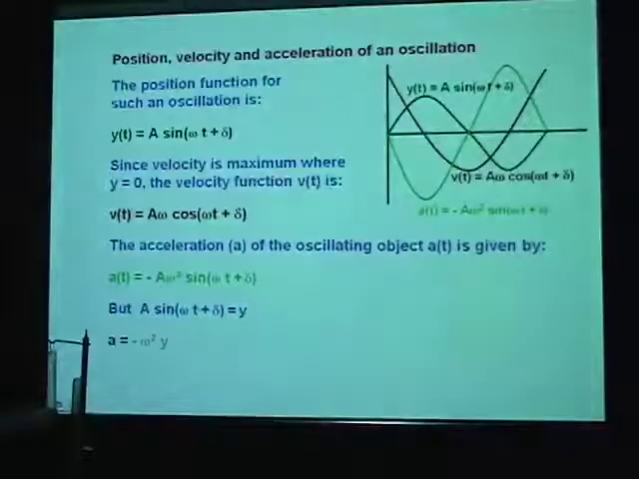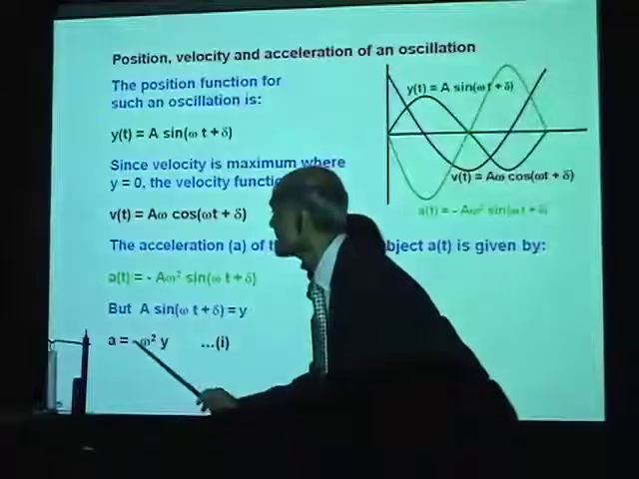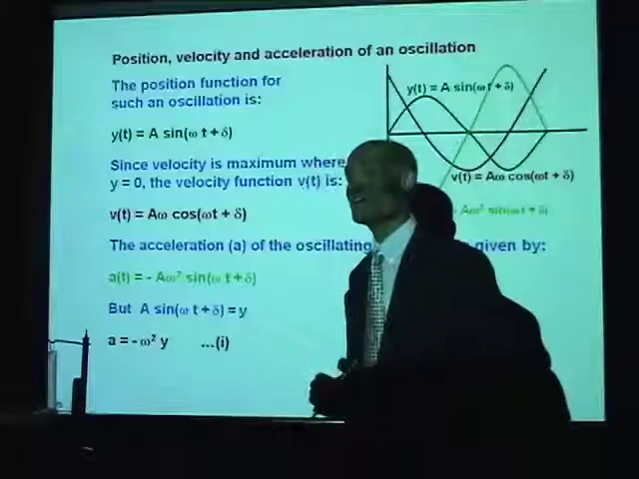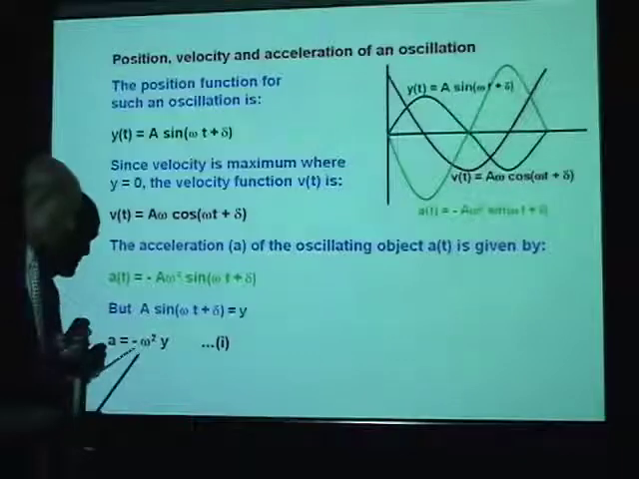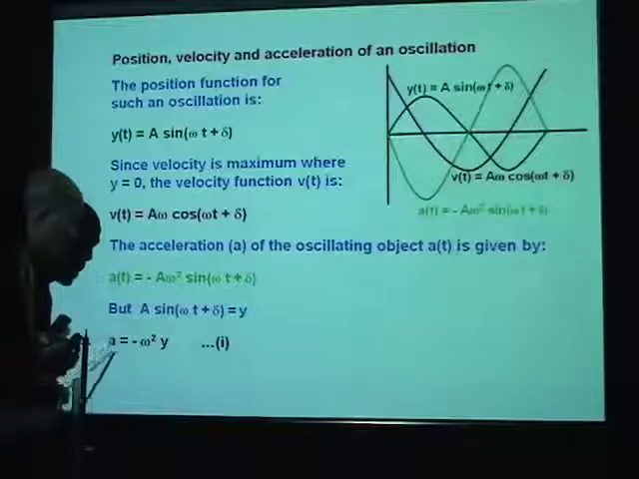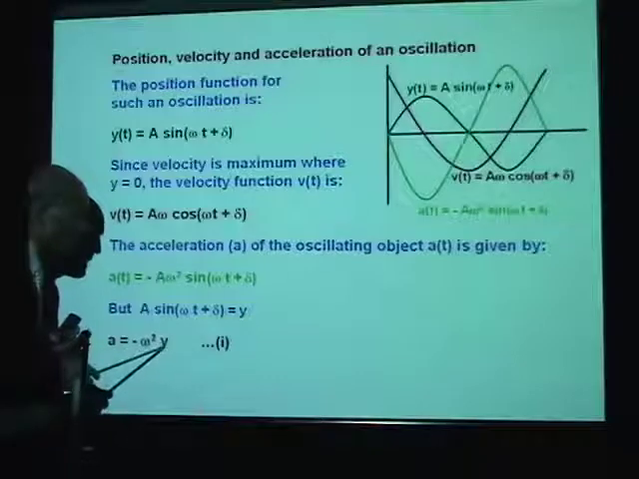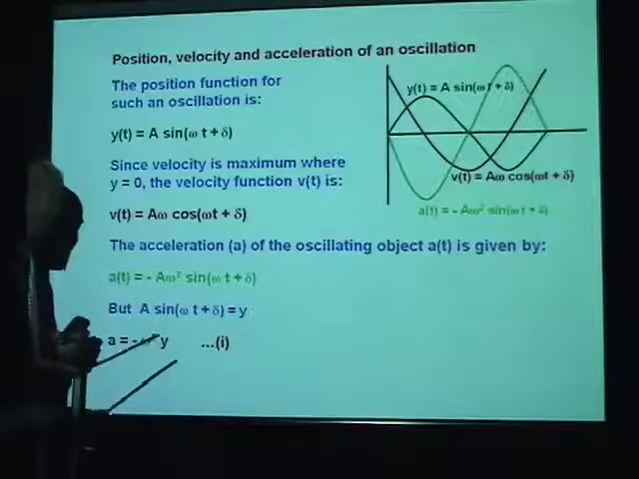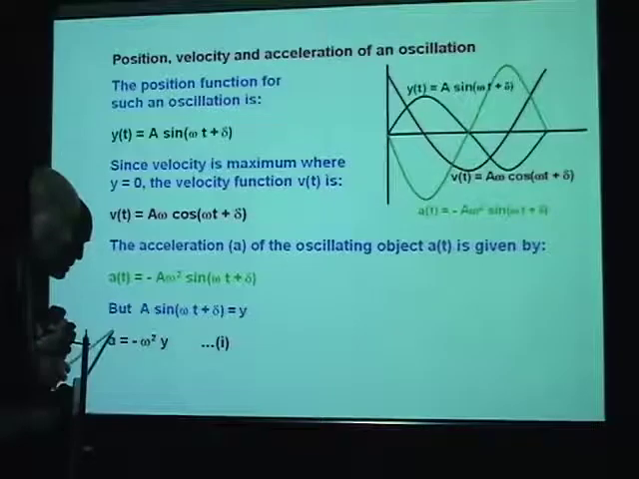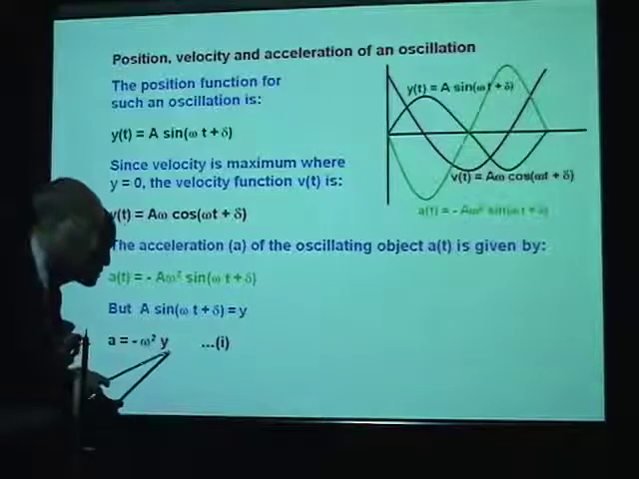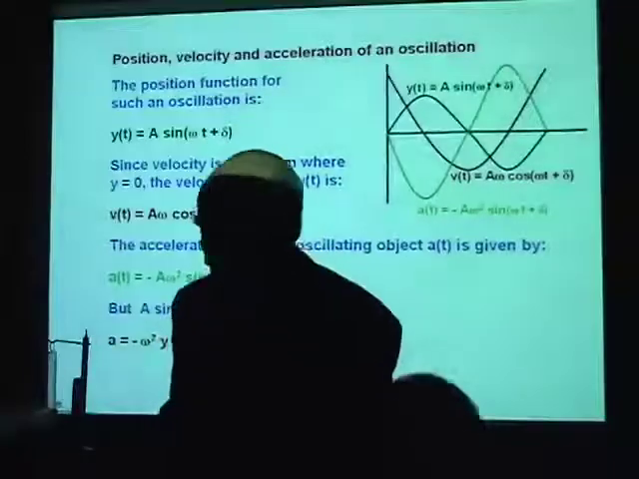Alright. I can write a of t as negative omega squared y. And this is a very important equation. You see, the acceleration of an oscillation is negative omega squared y. Can you interpret this equation? It tells me that acceleration is proportional to displacement. That means it's a very important statement.